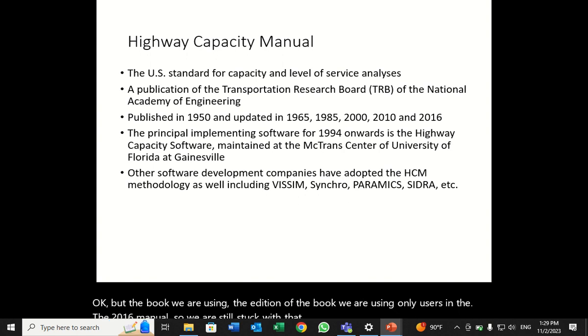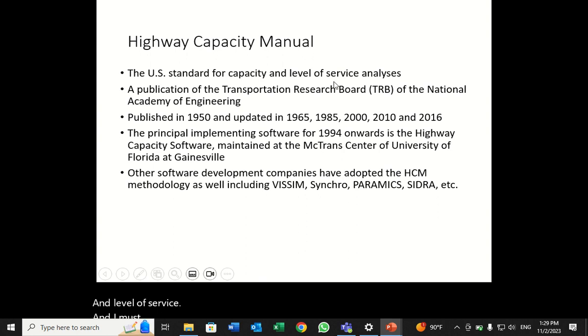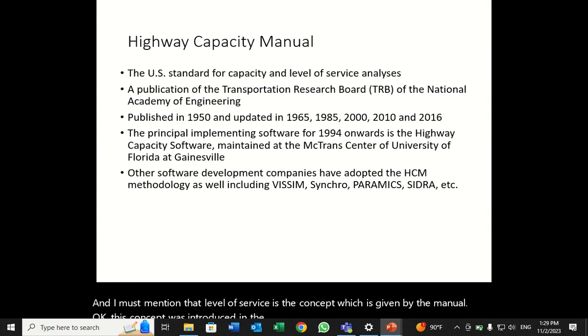Okay, what will this manual give us? This manual has become a global standard for calculation of capacity and level of service. And I must mention that level of service is the concept which is given by the manual. This concept was introduced in 1965 by the Highway Capacity Manual. This was not available with any other standard in any other country.